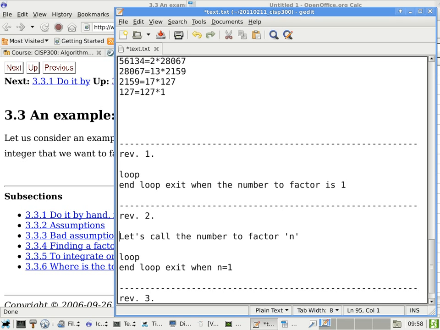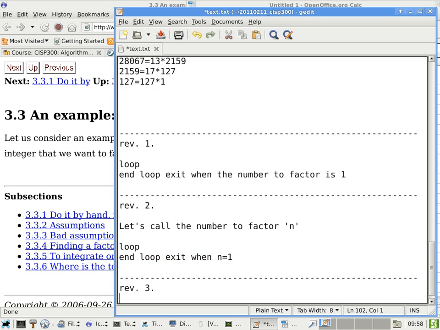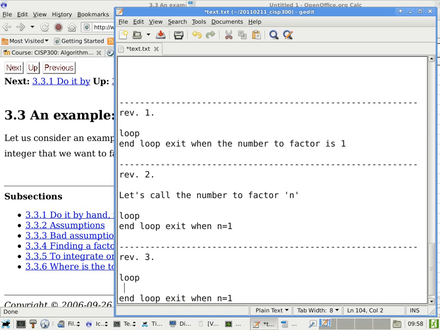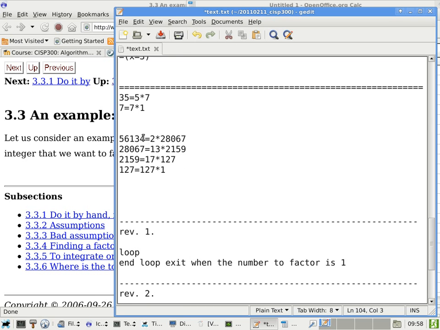The third revision is to do something like this. Let's go back to the example that we did by hand. This is one iteration. What did we do in this iteration? We found that 2 is a factor of the original number, which is 56134, right?